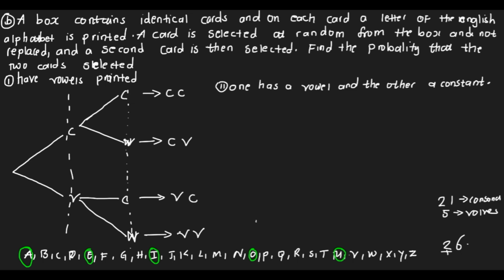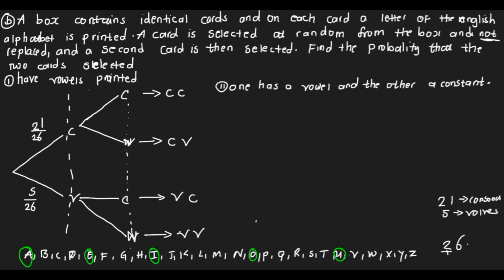Now let's look at how we should indicate the probabilities. For the first part of the tree diagram, we just take the event over the total. So the consonants are 21 over 26, the vowels 5 over 26. Now here a card is selected at random from the box and not replaced. So whenever we are told not replaced, we need to subtract. For the first one, we assume that the letter picked without replacement was a consonant.